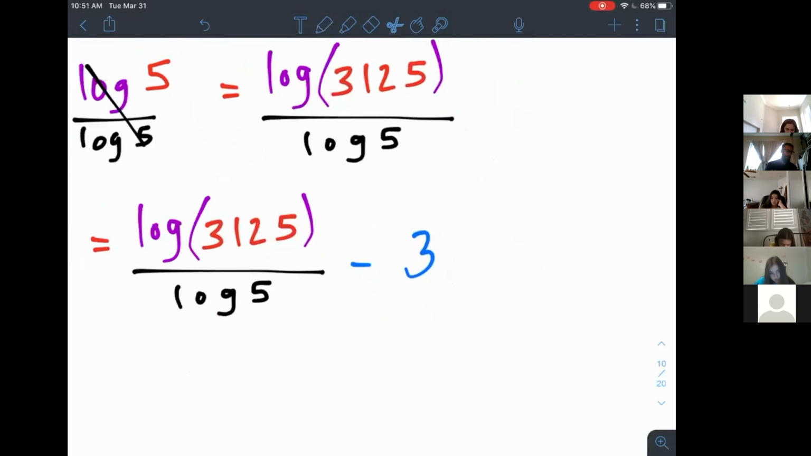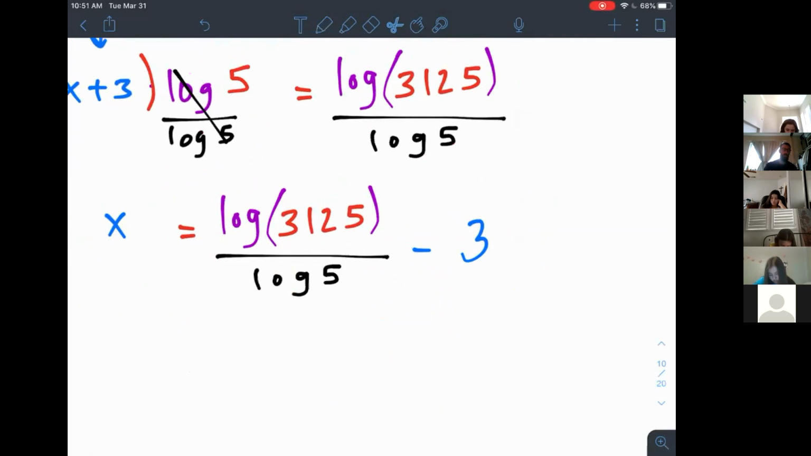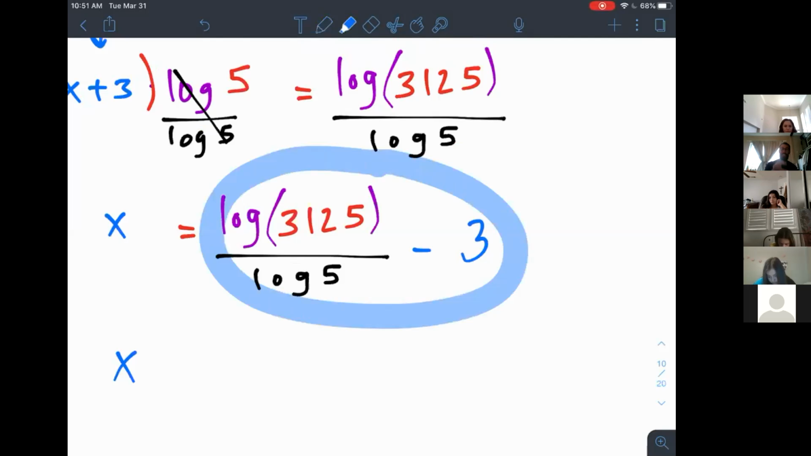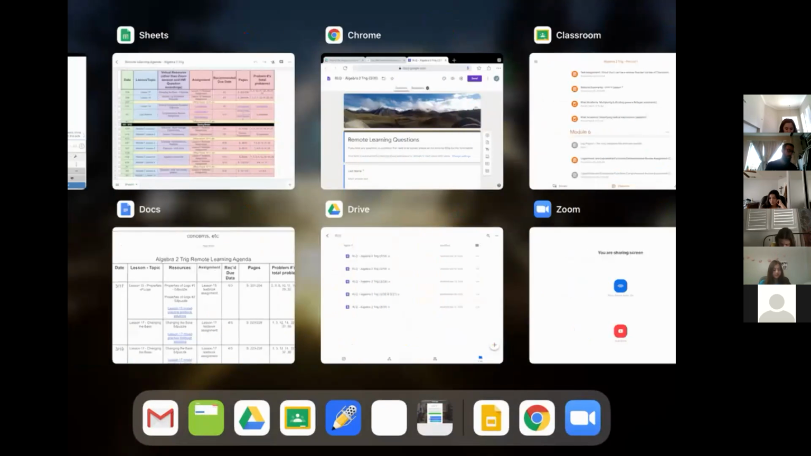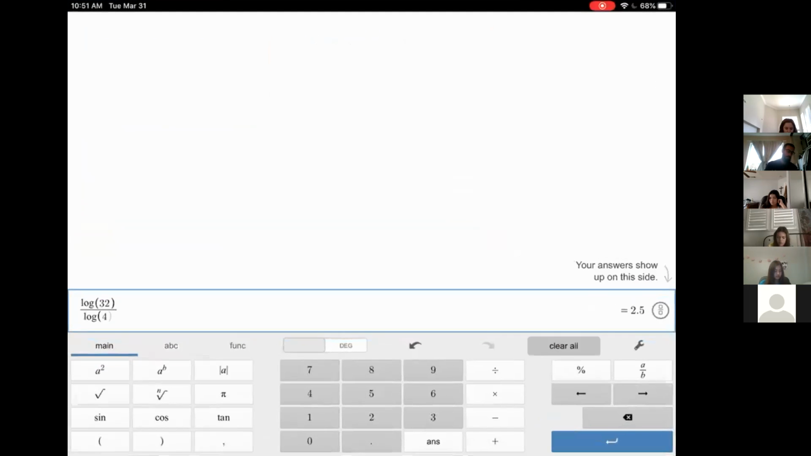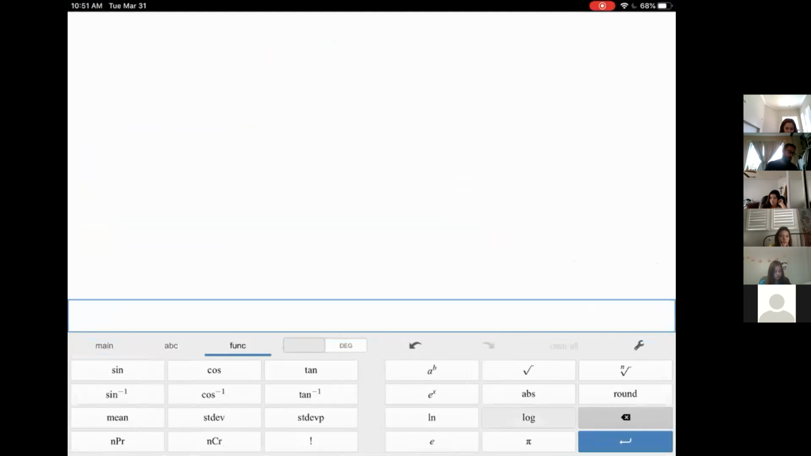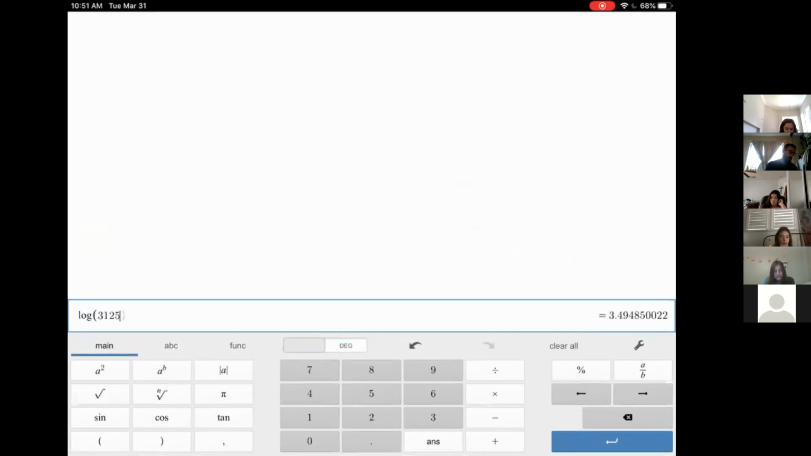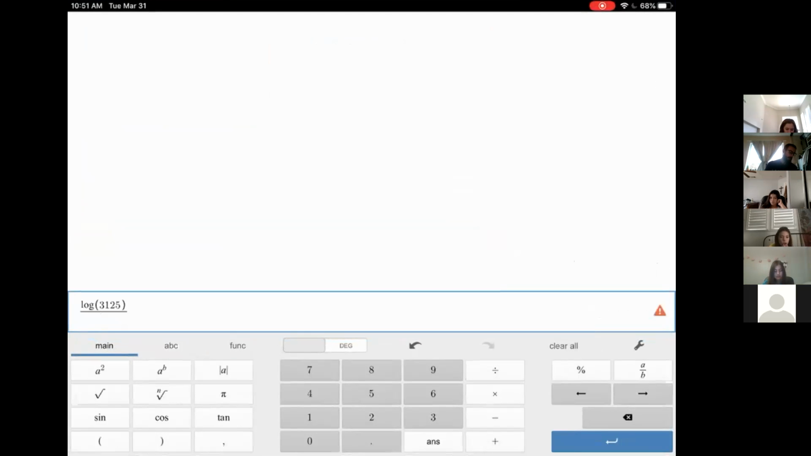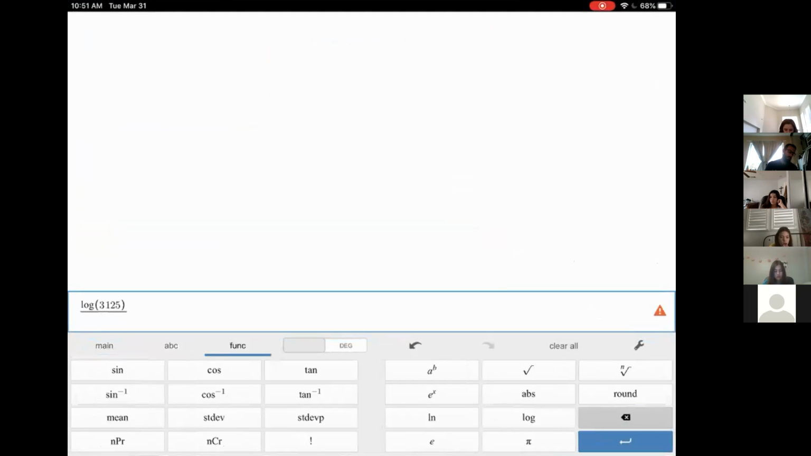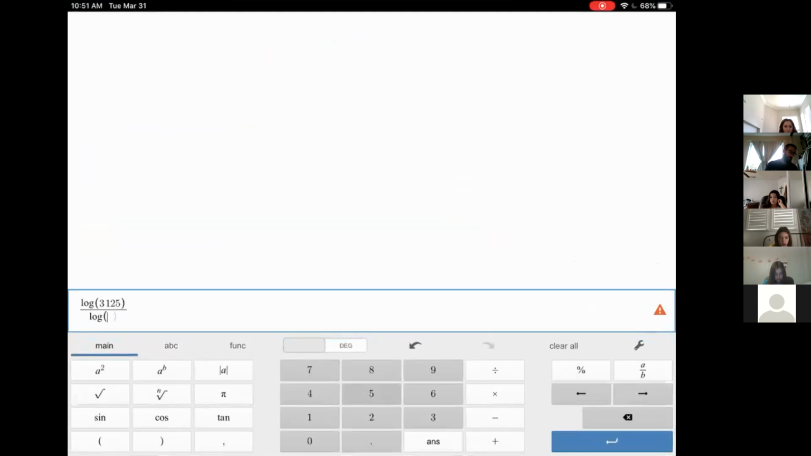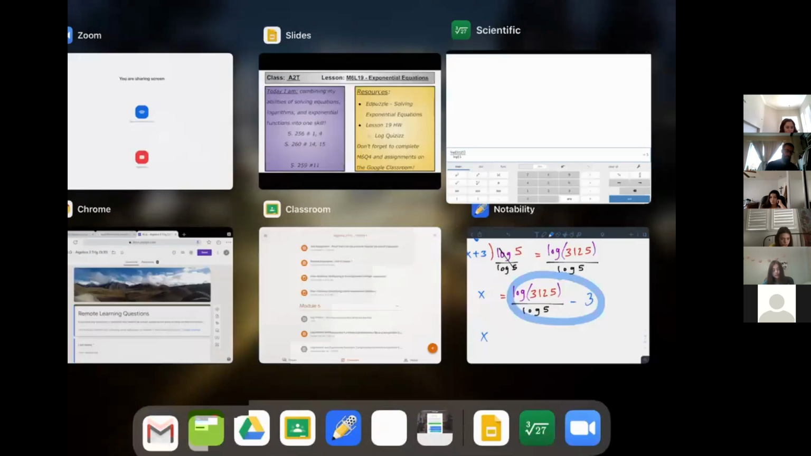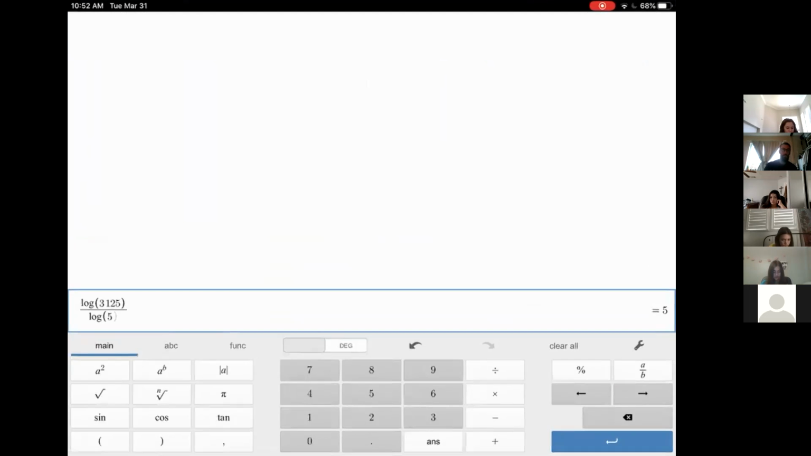Now, you might be thinking to yourself, well, that answer x equals log 3,125 divided by log 5 minus 3 is no good. I agree with you. So what I'm going to do is use my calculator now and evaluate everything that I'm circling in blue. I'm literally going to type that exact thing into the calculator. So we have log of 3,125 divided by, I believe it was log of 5. Let me just double check that. Yep. So log of 3,125 divided by log of 5.